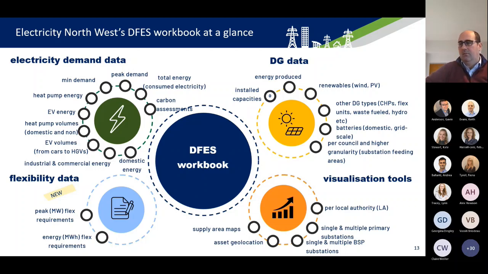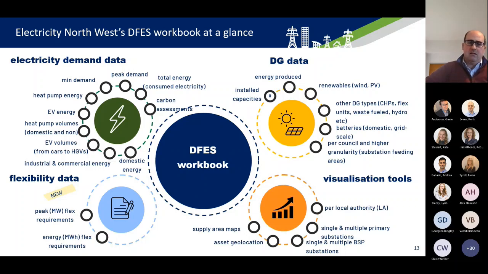such areas. There's information we share also around distributed generation, so it's things like installed capacity and energy produced, and this goes beyond the main types of renewables that we have, that is PV and wind farms. It also includes things like CHPs, flexible generators, hydro, and other types. The new thing we publish is flexibility data. We publish it for the full range of scenarios, and not only for maximum requirements in terms of megawatts, but also the energy requirements for flexibility.